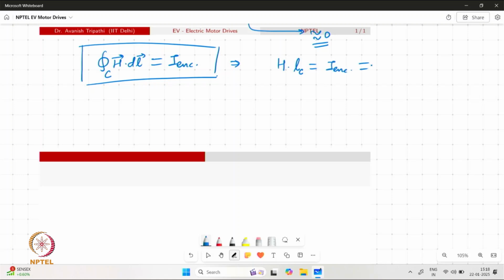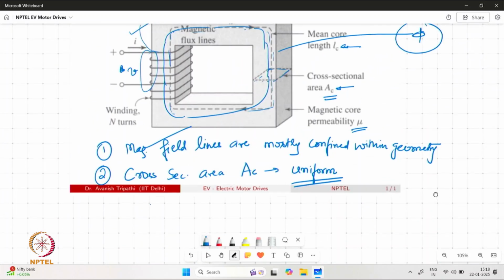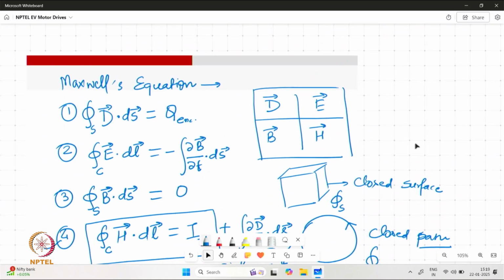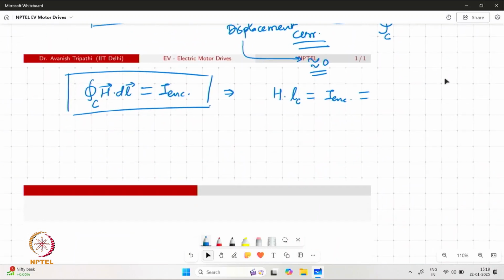Now, this quantity I enclosed is representing the total amount of current which is enclosed within this closed path, which means that if I amount of current is flowing in one turn and there are N turns totally given over here, then the I enclosed is basically equal to N times I. So we can rewrite this expression as this.